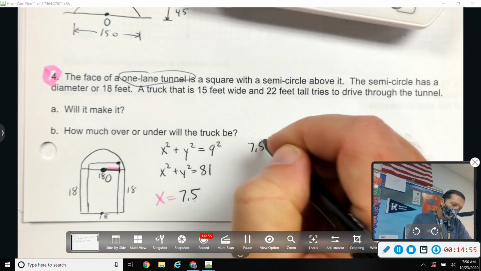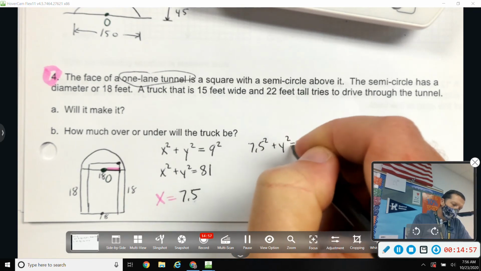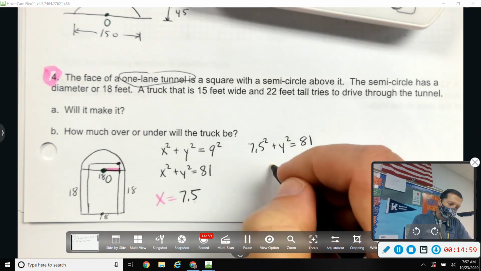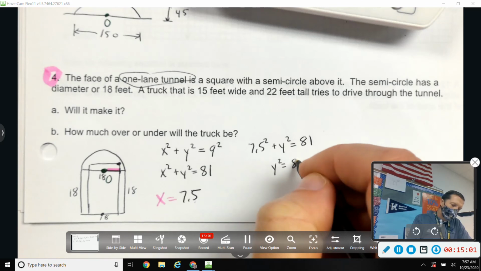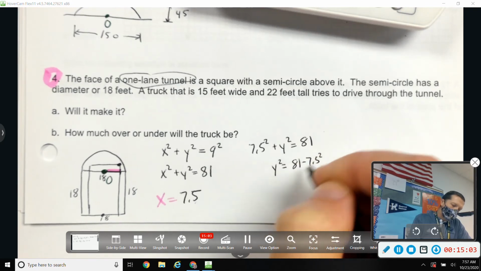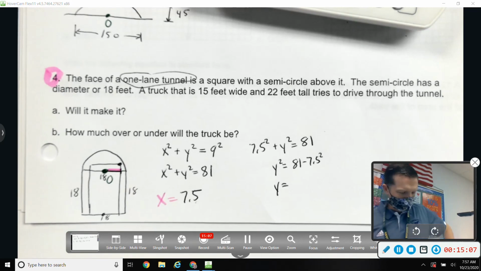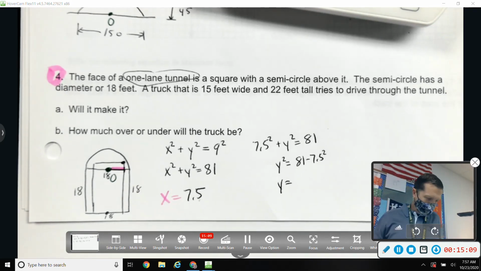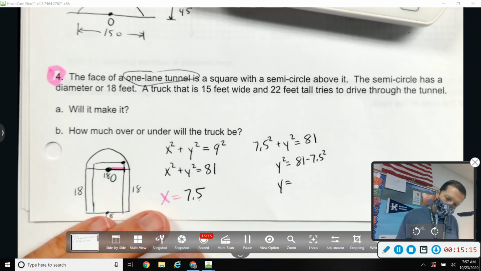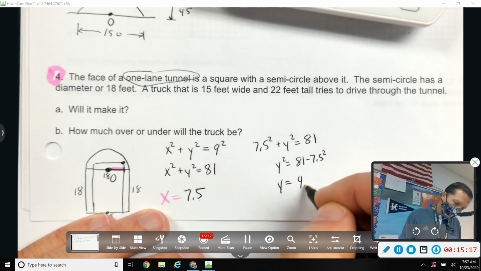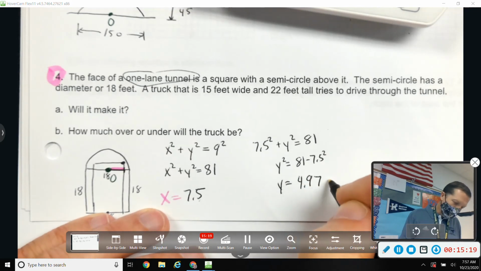So 7.5 squared plus y squared equals 81. So again, some calculator here because I don't want to do that by hand. Square root of 81 minus 7.5 squared. 4.97 feet.